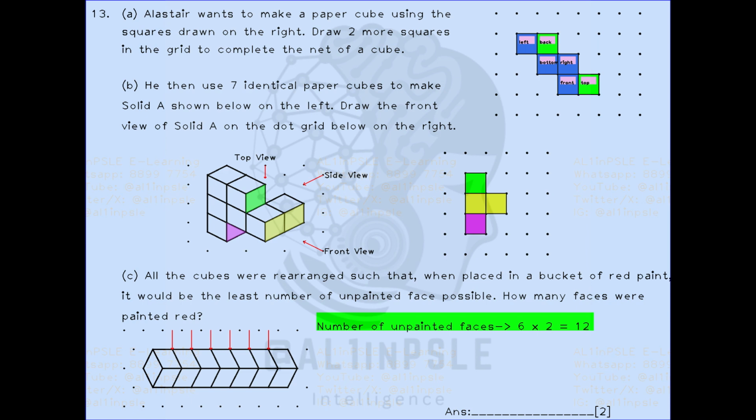We are finishing up. Let us consider the total number of faces if the cubes are separated. 1 cube has 6 faces, so 7 cubes will be 7 times 6. We can use this number of total faces to subtract the number of unpainted faces we have found out. So, 7 times 6 minus 12 equals 30 faces.